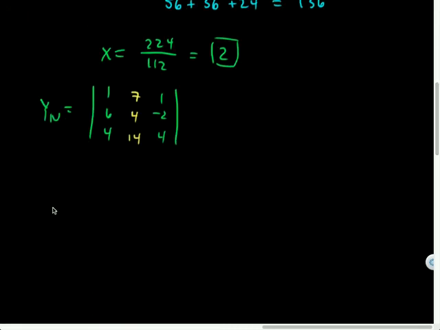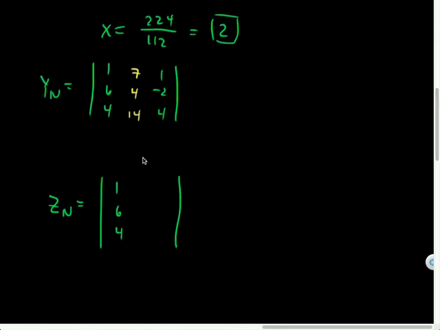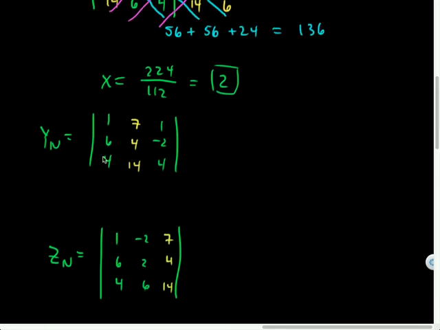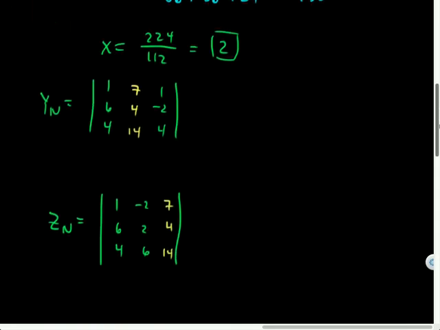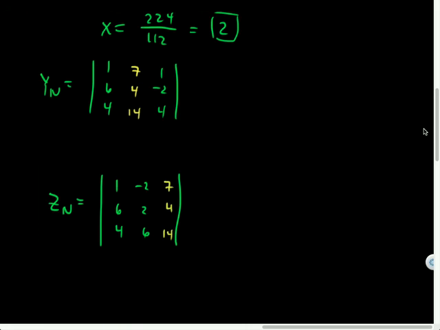And then for the z numerator, this would be 1, 6, and 4. Let's see, the middle column would be negative 2, 2, and 6. And this time, the z's column is 7, 4, and 14. So to find y and z, I would just find the determinants of the 3 by 3s here, and then I would divide those answers by 112, and it would work out nice. But like I said, for the length of this video, I'm going to keep it short so we can jump right into some partner work.